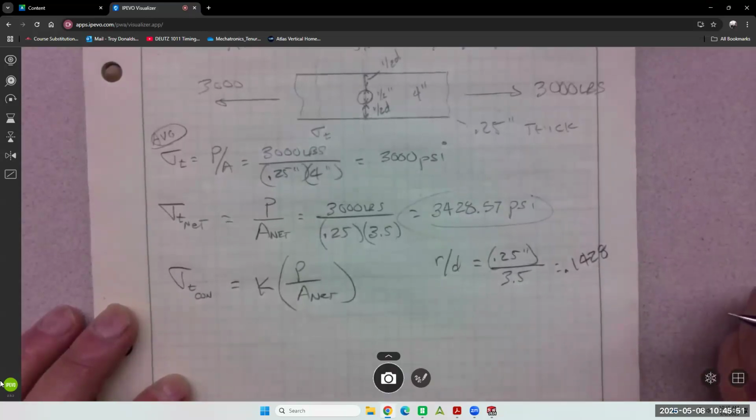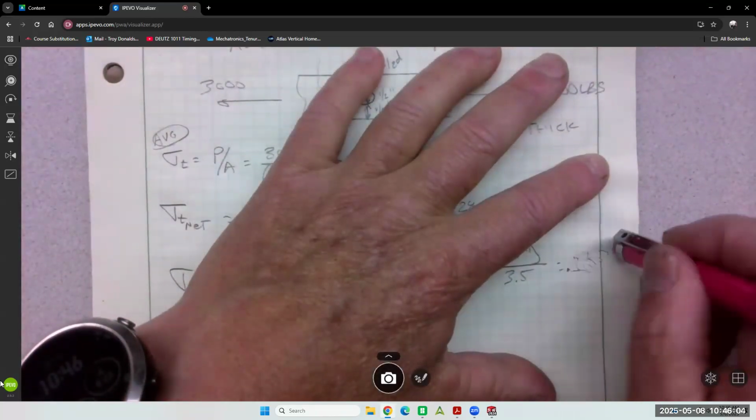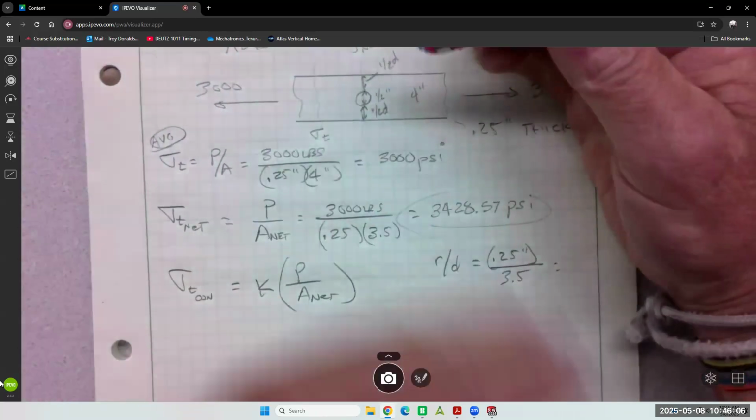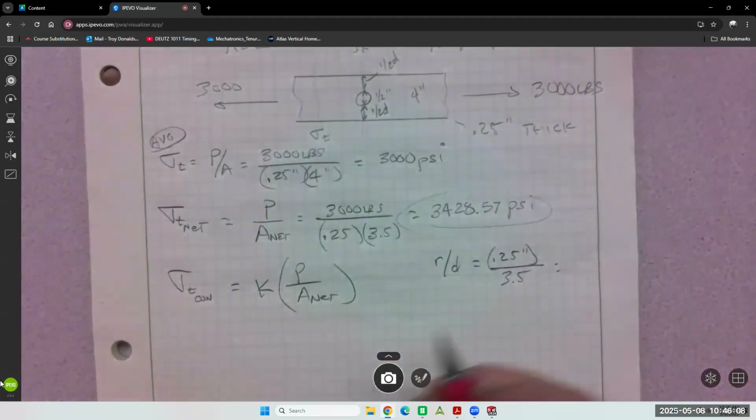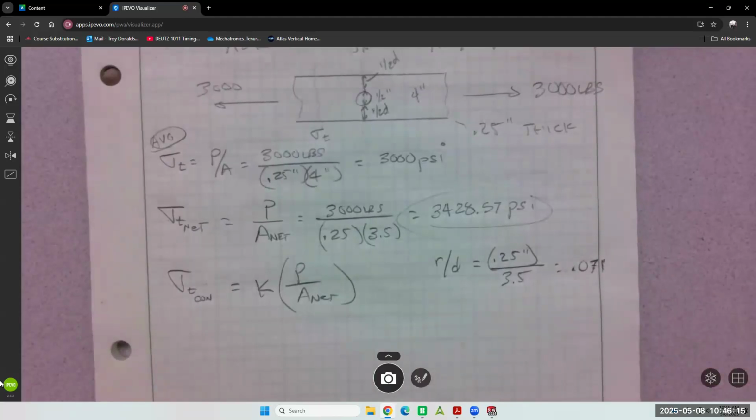All right, what's our R to D? I got 0.07. Well, you're right this time. Yeah, that's what I got. 0.071. All right, let's read this graph, because that's the number we need, 0.071.